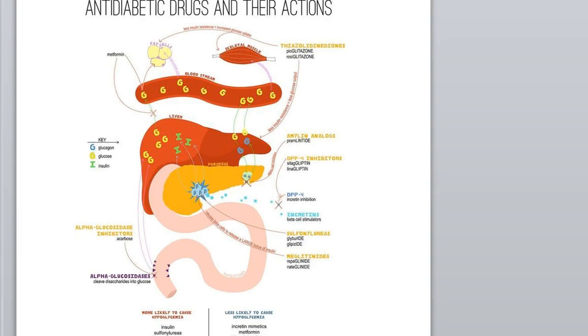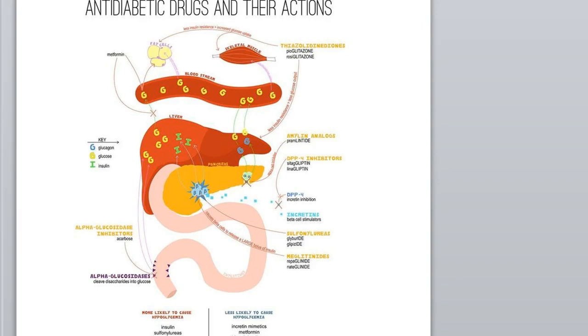So Avandia is, again, like I said, you got to watch your patients that might have a history of cardiac issues, especially heart failure, because sometimes Avandia can worsen heart failure or increase the patient's risk of MI.